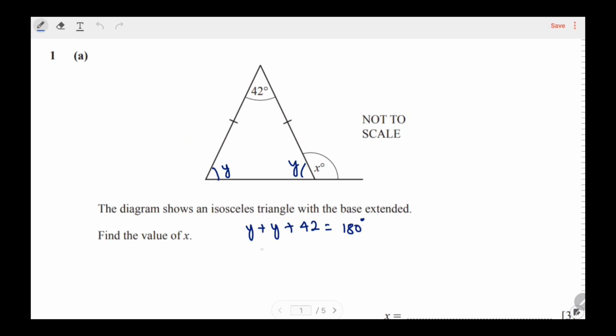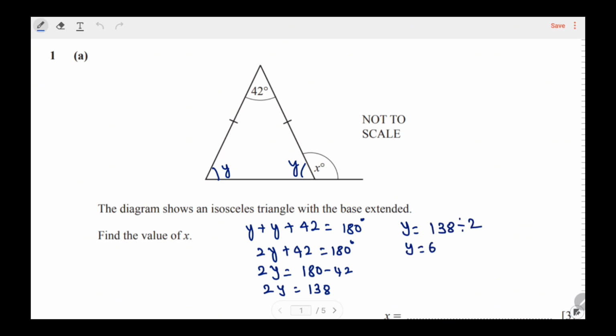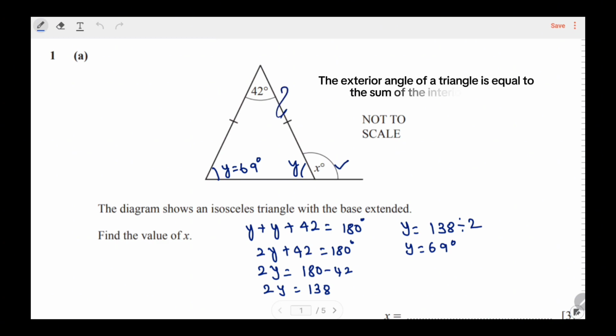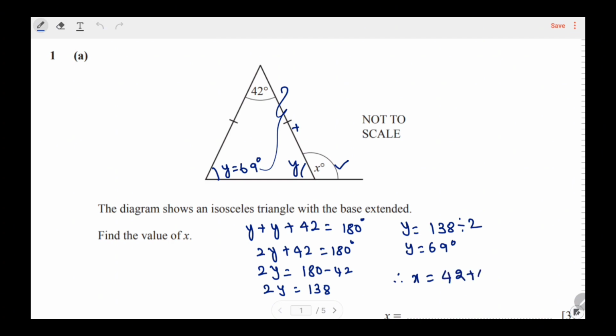Let's solve this equation for y. So 2y plus 42 is equal to 180 degrees. So 2y is equal to 180 minus 42, and 2y is 138, and y is half of 138, which is 69 degrees. So y is equal to 69 degrees. As we know, the exterior angle of a triangle is equal to the sum of the opposite interior angles. Therefore, x will be equal to 42 plus 69, which is 111. Therefore, x is equal to 111 degrees.